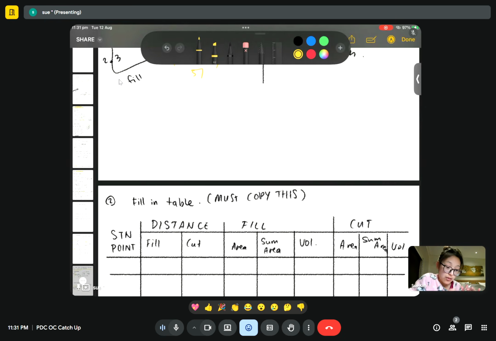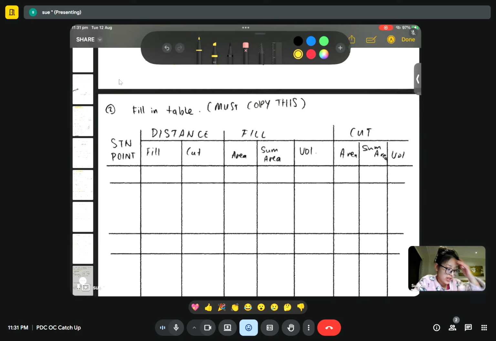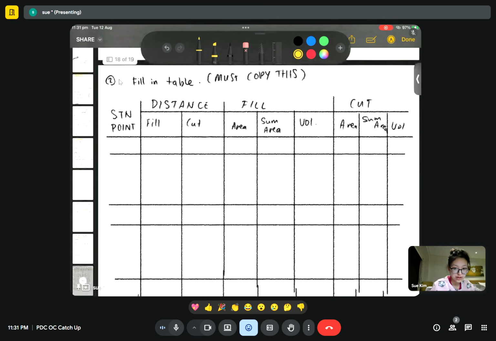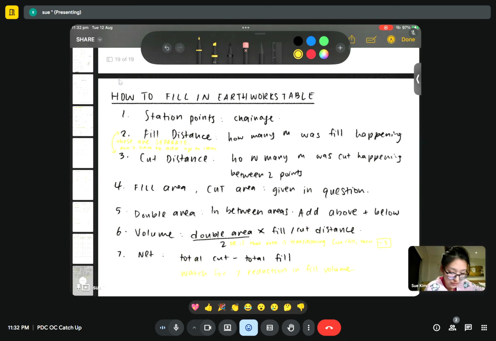Okay, so I've done my pre-graph work, and now I basically need to copy this entire graph. They have this in the lecture slides as well. Literally just copy the exact table. I know it looks really long, but literally just copy it word for word because you need all the information here. In order to fill this out, I've also written some steps here on how to fill an Earthworks table. If you just follow these steps one by one, then you will be able to find the answer.